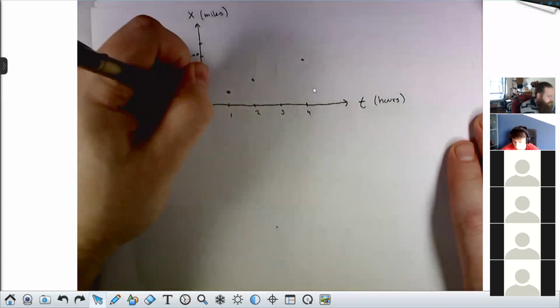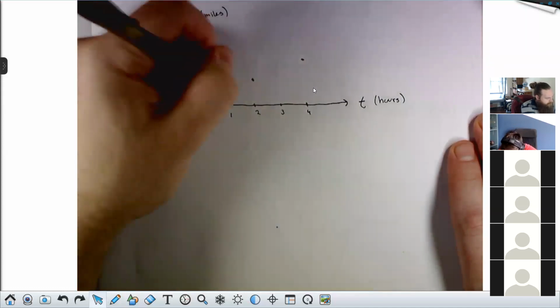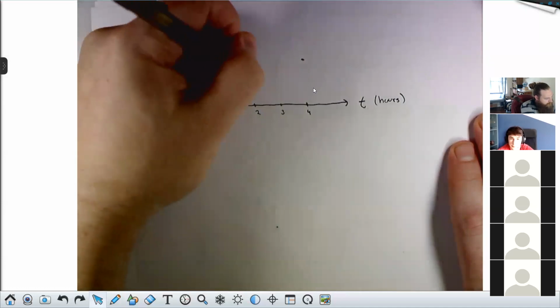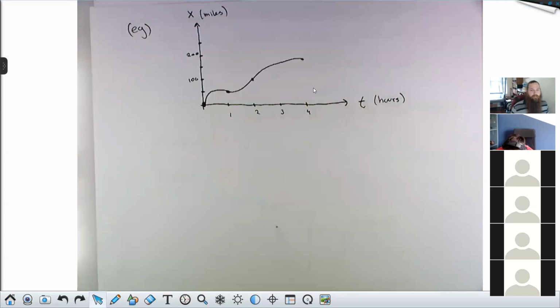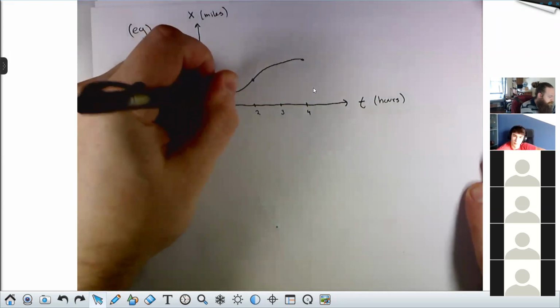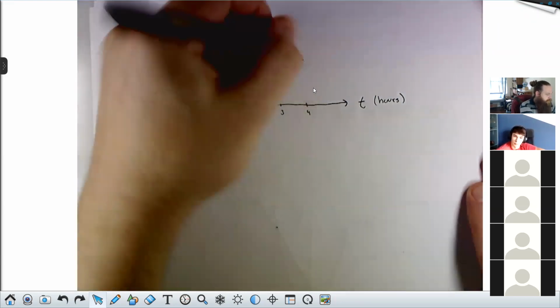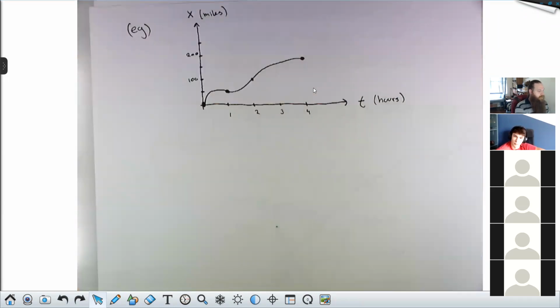And it doesn't need to be linear. Maybe I start off going like this, and then like this, and then like this. I could ask, between 1 hour after leaving my house and 4 hours after leaving my house, how far have I gone? What's the net change? And that would be the difference between the y value at this point and the y value at this point.